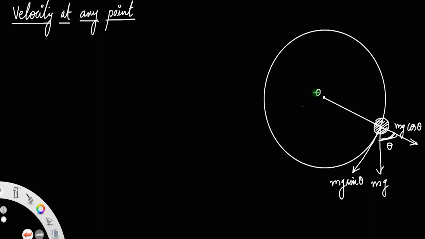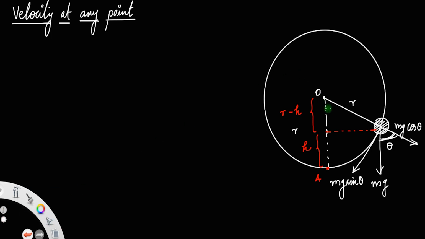Now, suppose this one is the radius of the circle. Also, this length will be the radius of the circle. Suppose this mass is at a height h from the bottom of the circle. Let's call this point A. Suppose this mass is at a height h. Then this length is equal to r minus h, since the total length OA is the radius of the circle. Clear?